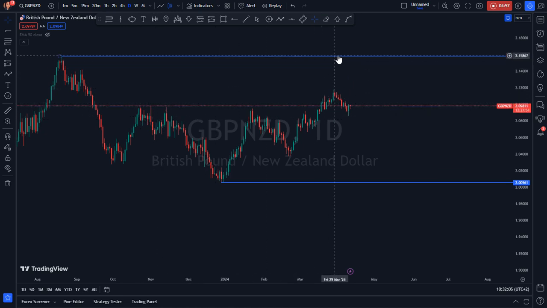But now it has not yet reached the previous high. So there is a high possibility that the market is going to reach the previous high. That is very, very important. So in this case right now, we want the market to reach the previous high. That's what we want to see, the market reaching the previous high.